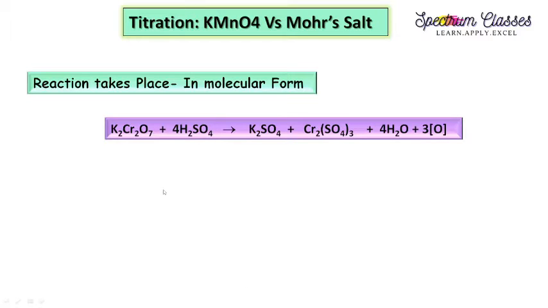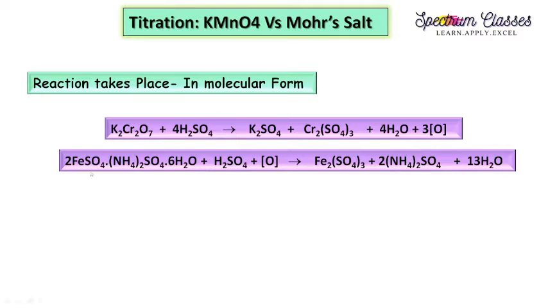So here we have K2Cr2O7 plus 4H2SO4. It gives K2SO4, Cr2(SO4)3 plus 4H2O plus 3 nascent oxygen, and as I told you earlier in my previous two experiments, this nascent oxygen works as an oxidizing agent. It is produced from this K2Cr2O7 in the presence of acid.